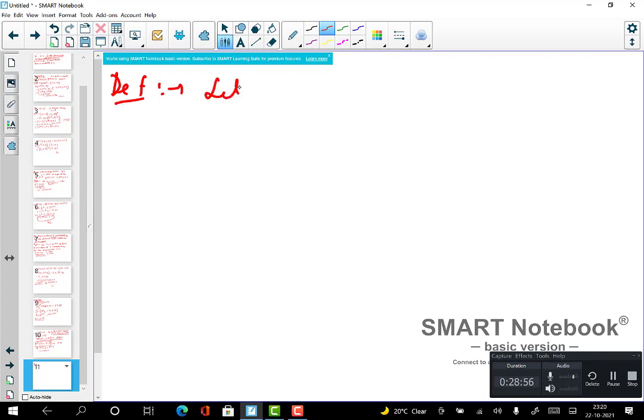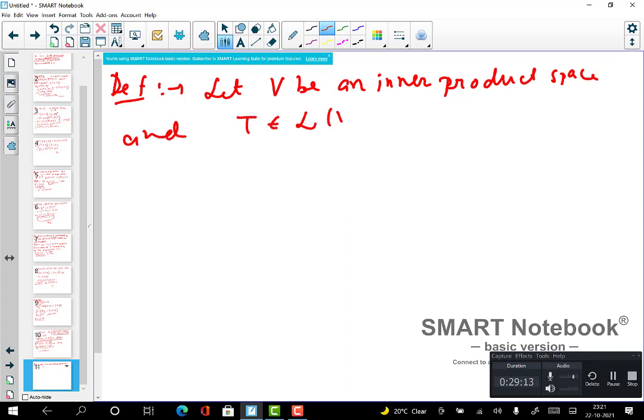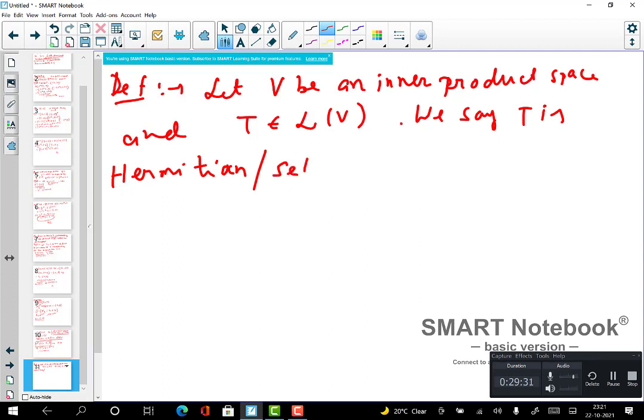So let V be an inner product space and T belongs to L(V). Okay, and then we say T is Hermitian or self-adjoint if what happens? So you can understand self-adjoint. What does that mean? That means T and T star are equal.